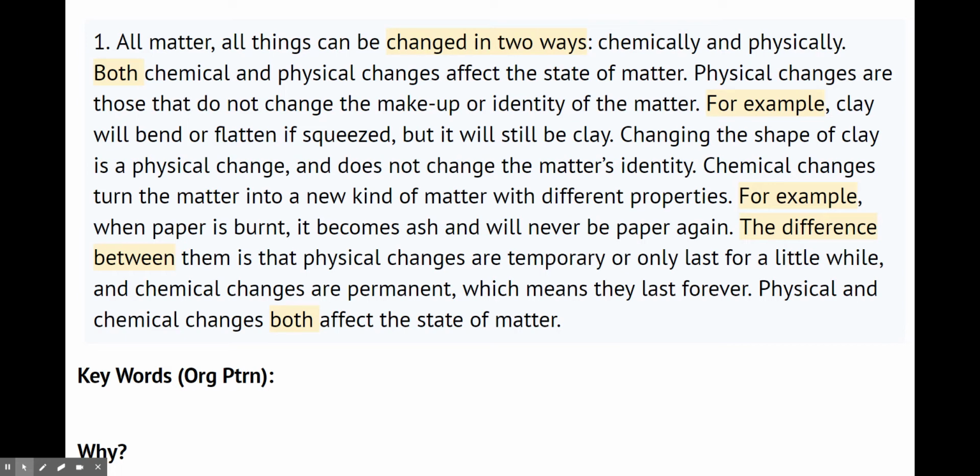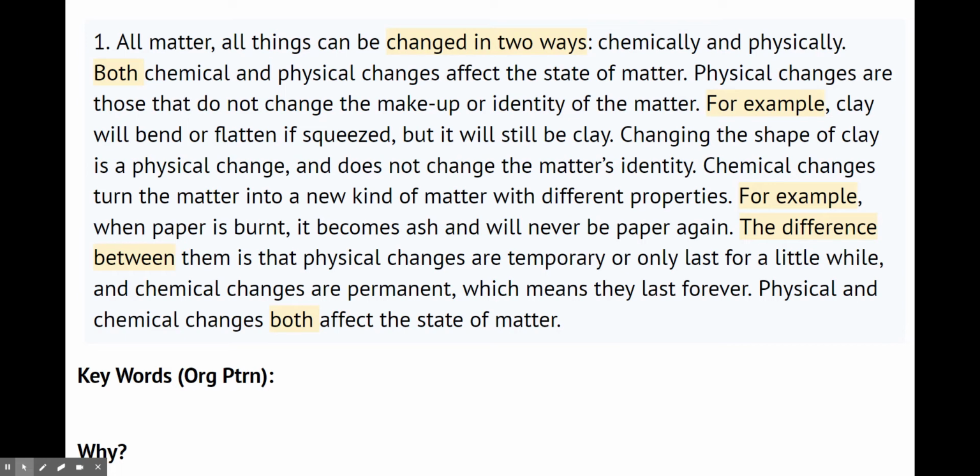Chemical changes turn the matter into a new kind of matter with different properties. For example, when the paper is burnt, it becomes ash and will never be paper again. The difference between them is that physical changes are temporary or will only last for a little while, and chemical changes are permanent, which means they will last forever. Physical and chemical changes both affect the state of matter.